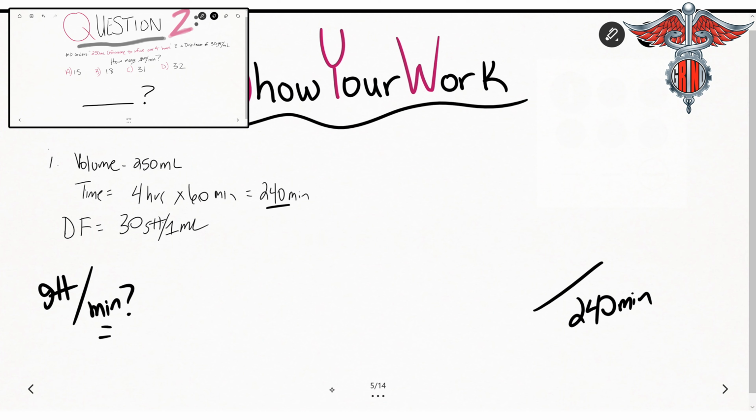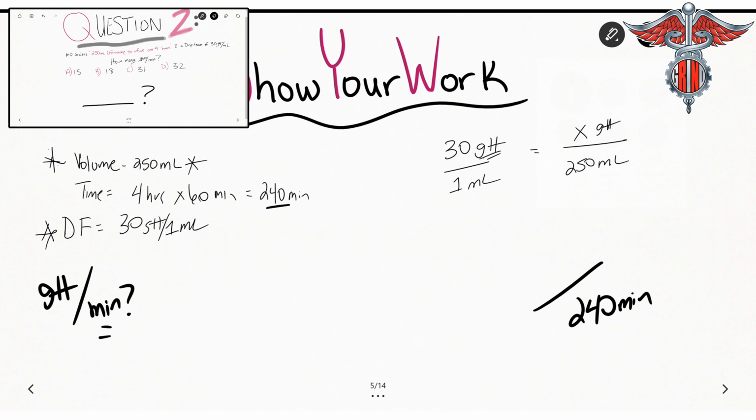So our two remaining pieces of information here, we have 30 drops per 1 milliliter. Our other piece of information is 250 mils, since mils is on the bottom on the left, 250 mils goes on the bottom on the right. Drops is what's up top, so we know that X stands for our drops. So at this point we cross multiply. 1 mil times X equals X.